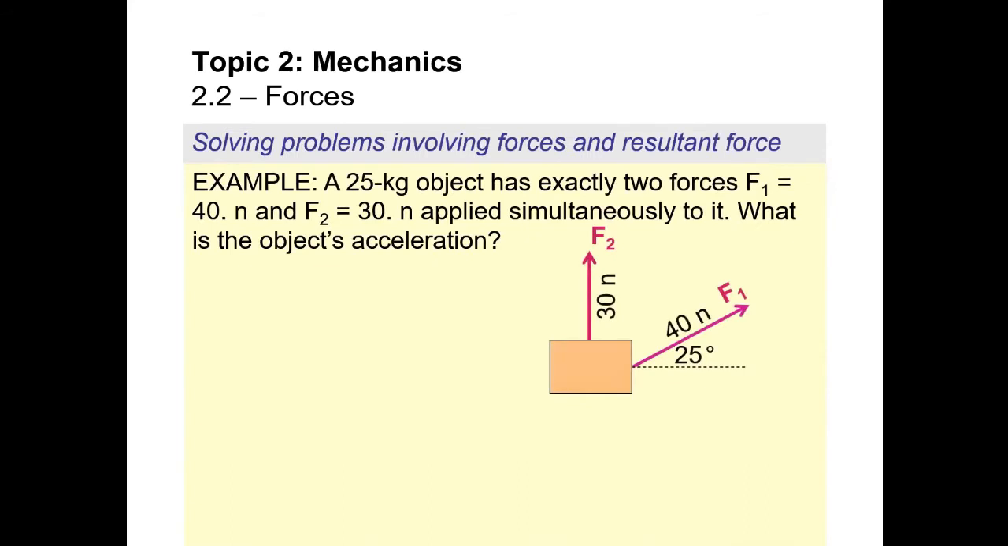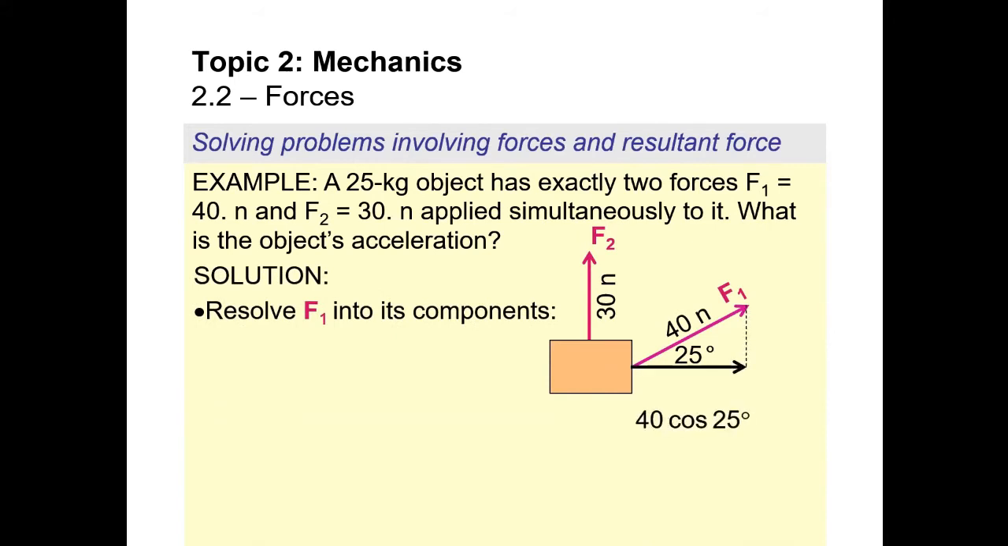A 25 kilogram object has exactly two forces, F1 and F2, applied simultaneously to it. What is the object's acceleration? Resolve F1 into its components. X component is adjacent, so 40 times cosine 25 degree, which is 36 Newton. Y component is opposite, that is 40 times sine 25 degree, 17 Newton.